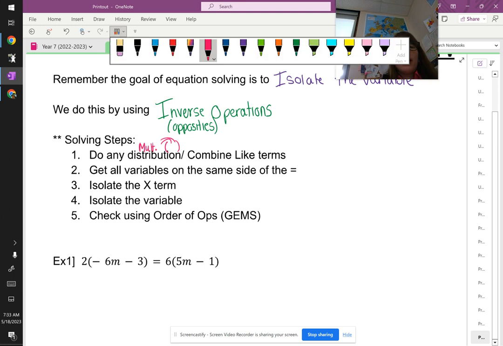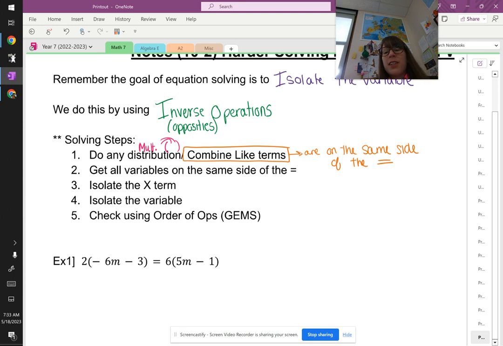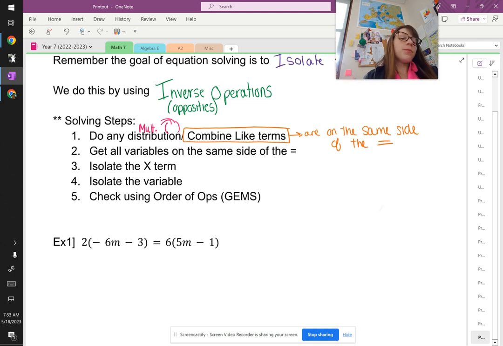And you're combining any like terms as long as those like terms are on the same side of the equal sign. Otherwise, if they're not all on the same side of the equal sign, you need to be using inverse operations to move them over instead. You have to use inverse operations to cross over that equal sign in the middle.